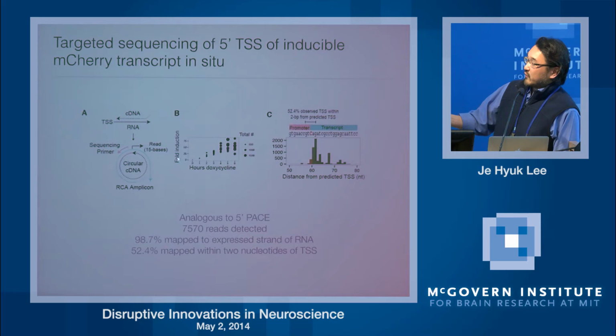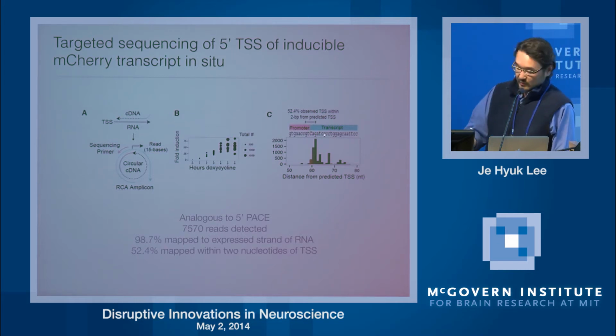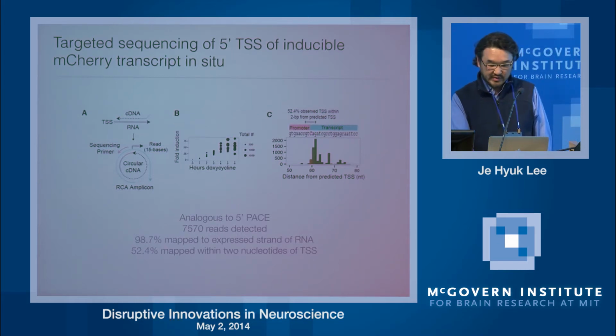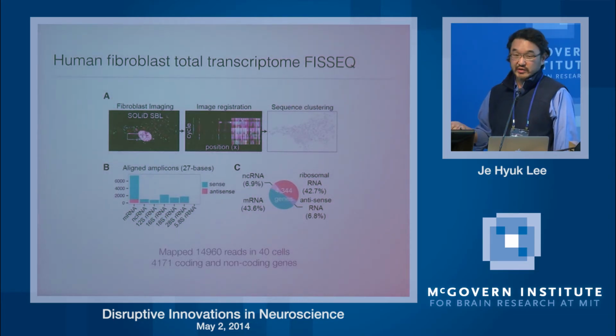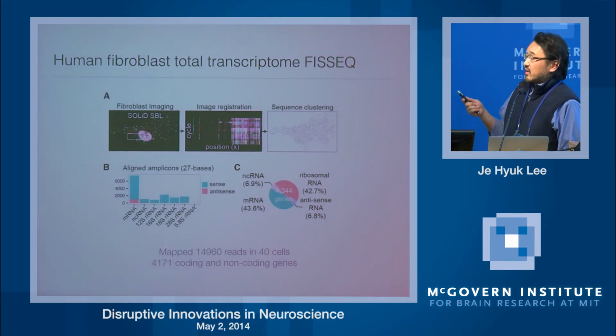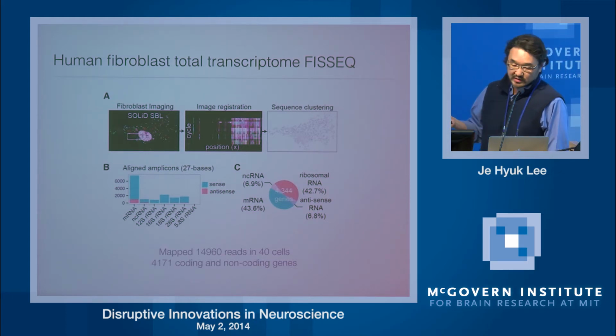And if you add doxycycline, this is a doxycycline inducible transcript, so it comes up nicely. And then if you map where their transcripts lie, about 98% map to the sense strand of the mCherry, and over 55% map to within 2 base resolution of the transcript start site. So Evan Dory, he's a graduate student in our lab. He did the bulk of all the sequencing and base calling and writing all the software.